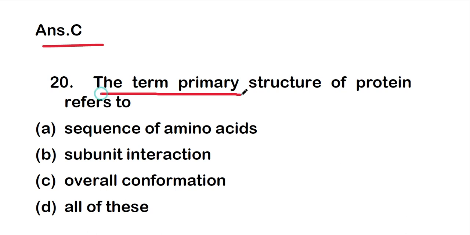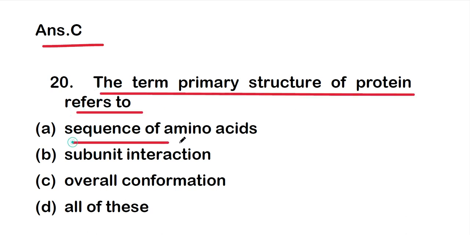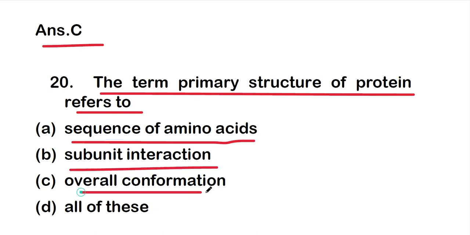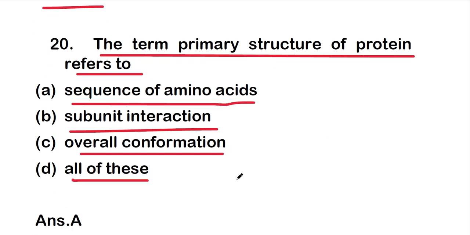The term primary structure of protein refers to sequence of amino acids, or subunit interaction, or overall conformation, or all of these. And the right answer is option A, that is sequence of amino acids. So the term primary structure of protein refers to sequence of amino acids.